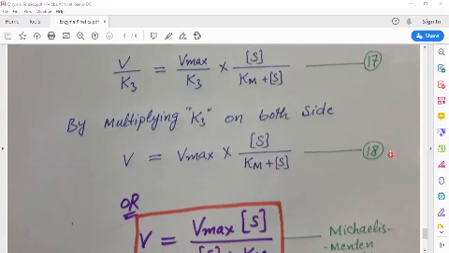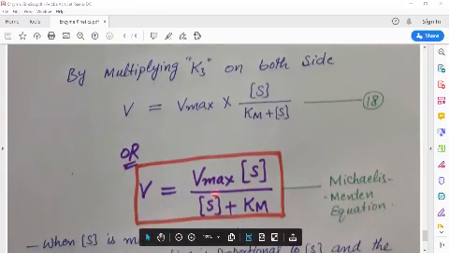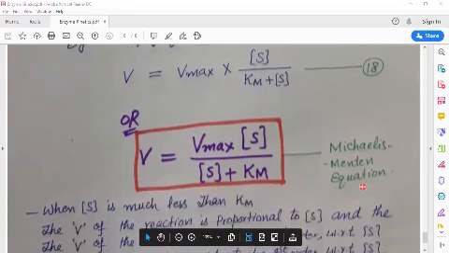This is equation 18. By rearranging, we can also write V is equal to Vmax multiplied by substrate concentration divided by Km plus substrate concentration. This is called the Michaelis-Menten equation.